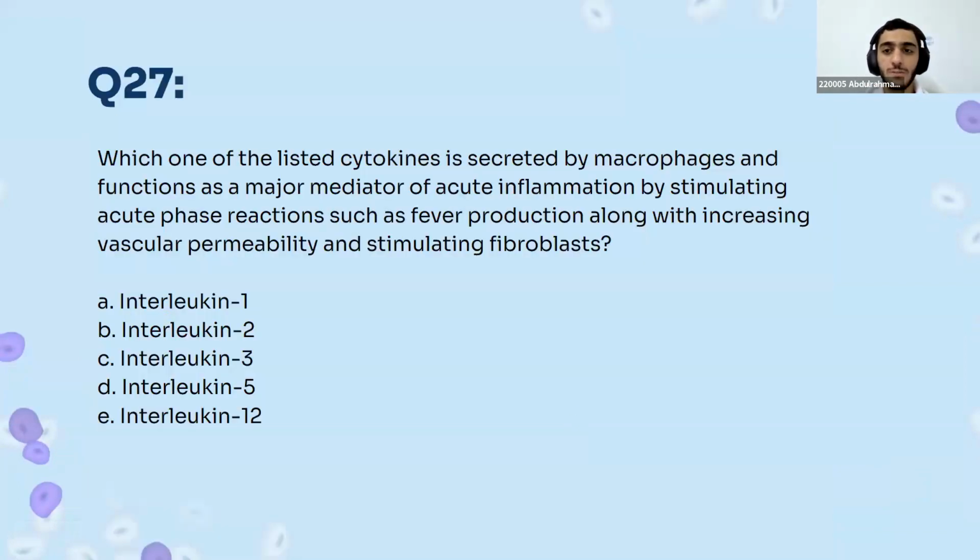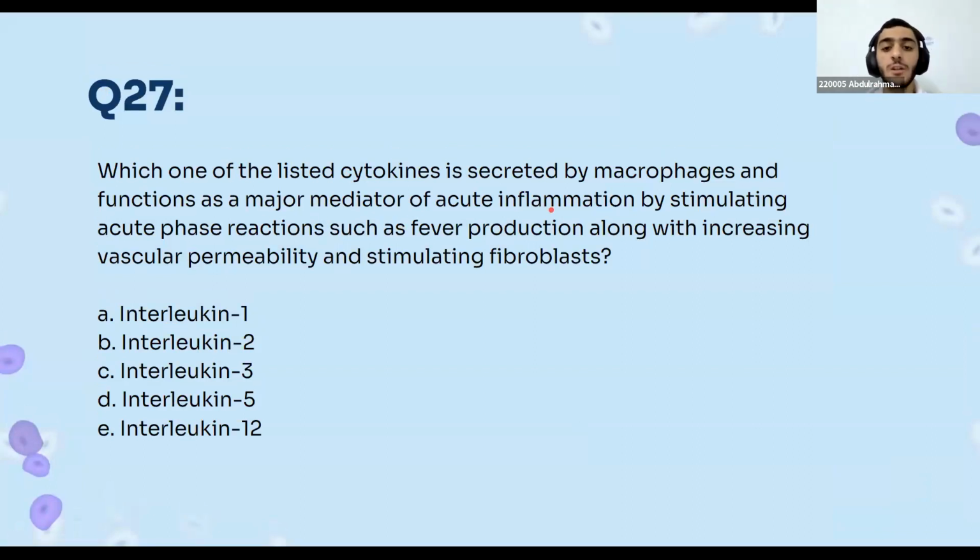All right, next question. Which of the listed cytokines is secreted by macrophages and functions as a major mediator of acute inflammation by stimulating the acute phase reactions such as fever production along with increasing vascular permeability and stimulating fibroblasts? Right, we got one answer so far.